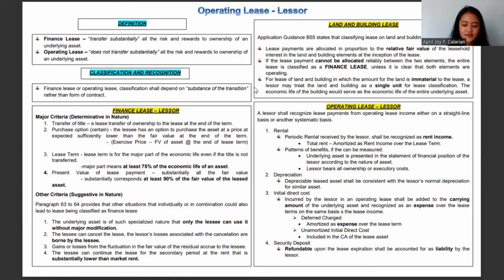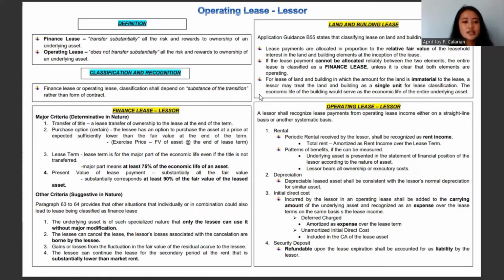By definition, finance and operating lease differ in transfer of ownership. Finance lease transfers all the risks and rewards, while operating lease does not. In classifying finance and operating lease, it does not depend on the contract alone, but rather on the substance of the transaction. We have major criteria and determinative in nature.